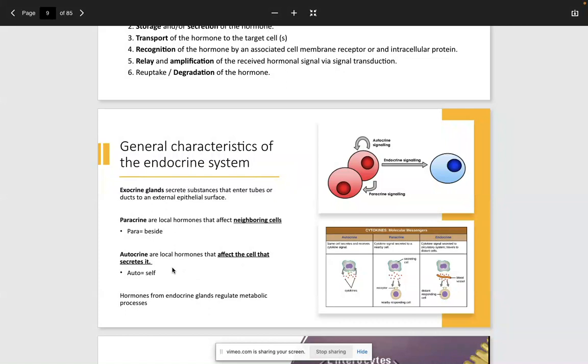And then endocrine, this is the only one that's a little bit different. Endocrine affects a cell in a different portion of the tissue. So the signals are secreted to the circulatory system to distant cells. So distant, that's the key word, distant cells. Paracrine is nearby, neighboring, and autocrine is same.